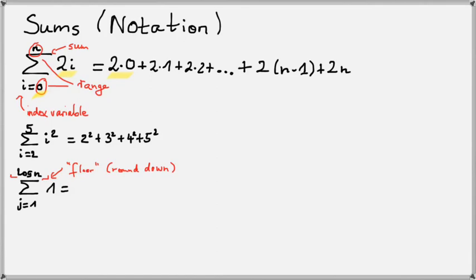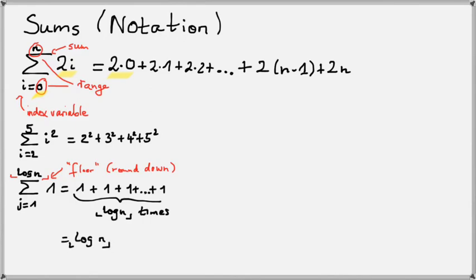And if I, for instance, just sum up ones, then what I get is simply the number of terms. So I get 1 plus 1 plus 1, in this case log n times, or log n times rounded down, and that is then simply 1 times log n, so that's log n.